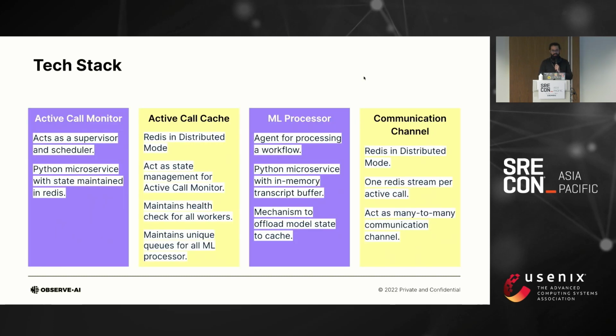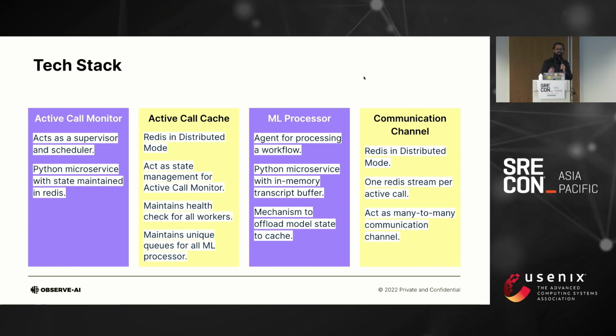Cool. Now coming a bit to the tech stack. The active call monitor, as I said, acts as a supervisor and a scheduler based on the SAS manager. So it knows what calls are coming in and how to populate them. It's simply a Python microservice with state maintained in Redis. The active call cache is currently also in Redis distributed mode, but it acts as state management for the active call monitor. It also maintains all the health checks for all the workers, which in our case are ML services. It also maintains unique queues for all ML processors.